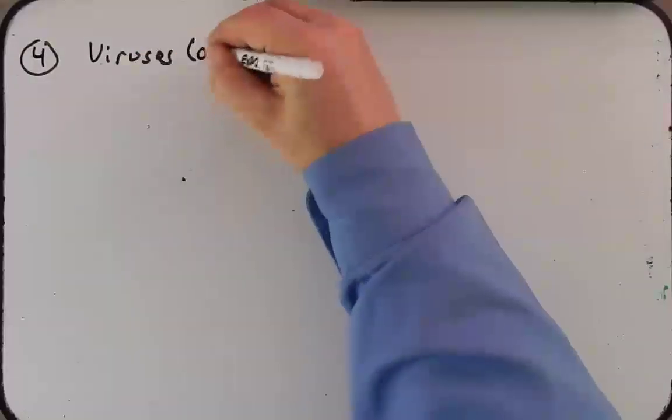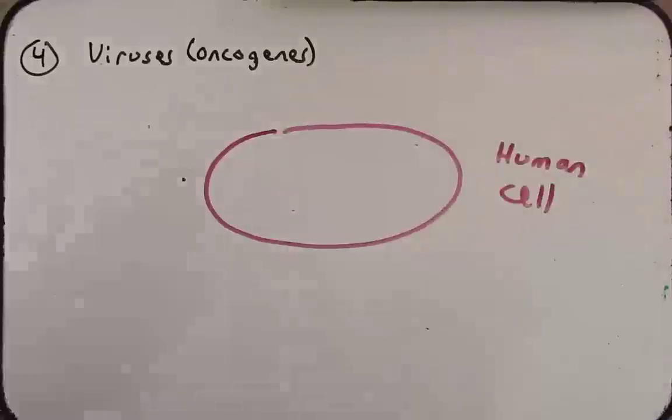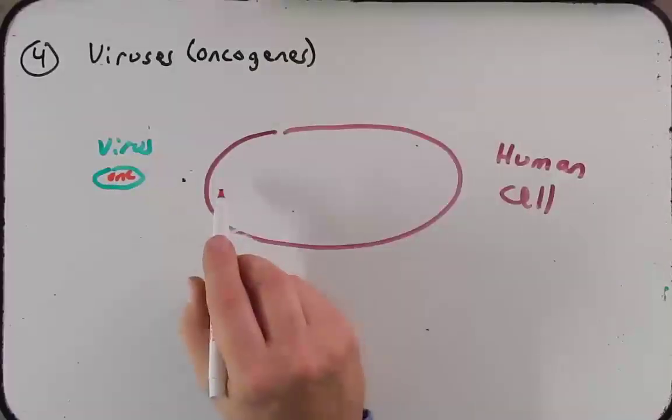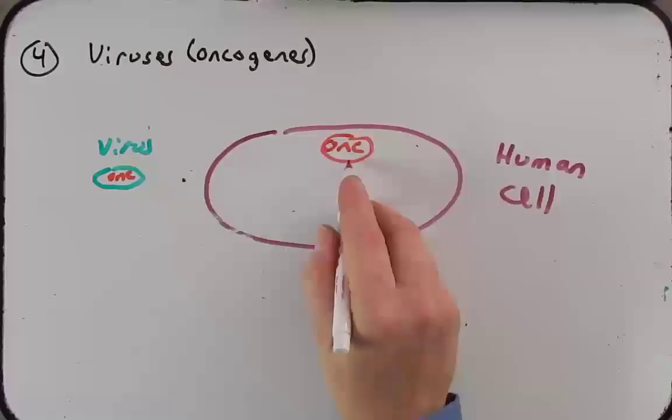Next, I want to just spend a little bit of time talking about viruses and how they can misexpress genes in such a way to drive the cell cycle. These virus genes are oncogenes. So let's draw a human cell here, and then let's draw a virus here. This virus is going to have an oncogene in it, and it's going to infect this cell. And when it infects this cell, it's going to have this oncogene protein here.